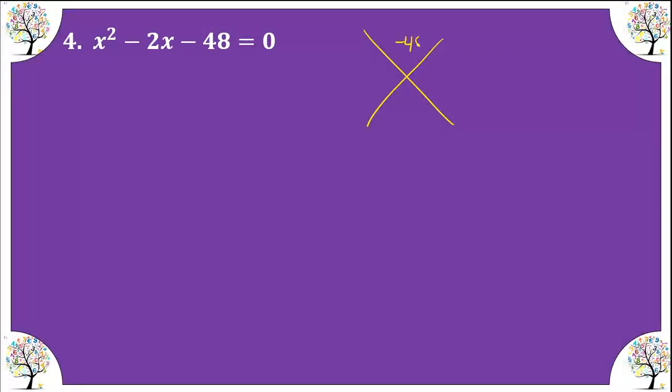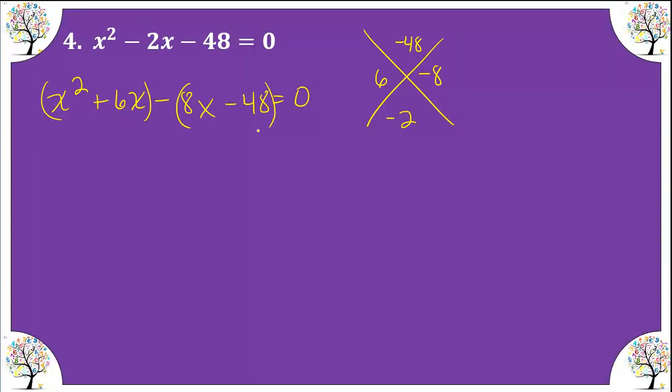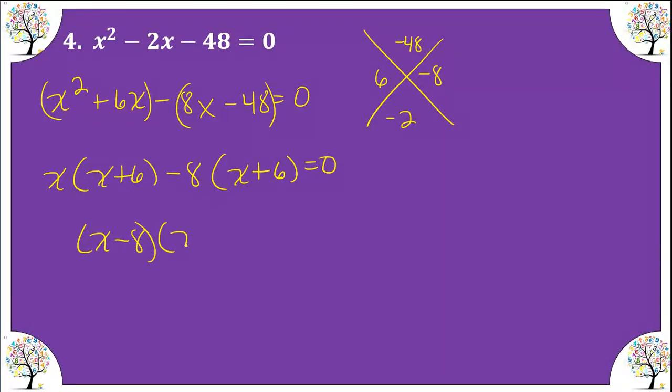We have negative 48 and we have negative 2. Let's use 6 and negative 8. And now let's group. Factor out the GCFs. Create your two binomial factors. And then set each of these equal to 0. We're solving for x when y is 0.